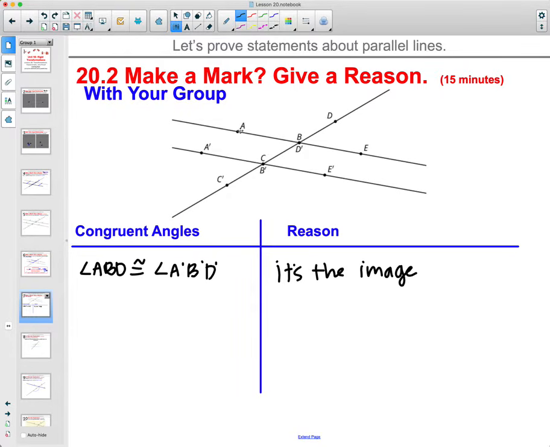So we had this ABD, A prime, B prime, D prime. The next one up here, maybe you did DBE, so angle DBE. DBE is congruent to D prime, B prime, E prime. Again, same justification.